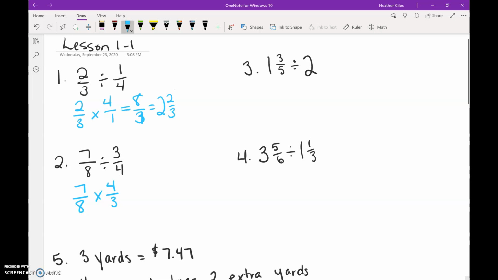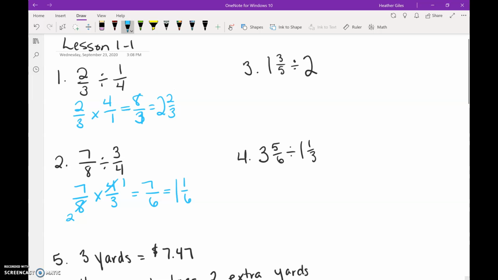I'm going to look for common factors. Well, 8 and 4 both share the factor of 4, so I'm going to divide them by 4. 4 divided by 4 is 1. 8 divided by 4 is 2. 7 and 3 don't share any. Let's multiply. 7 times 1 equals 7. 2 times 3 equals 6. This also equals 1 and 1/6.